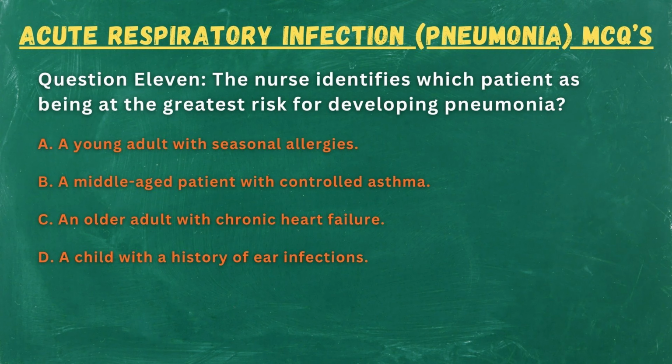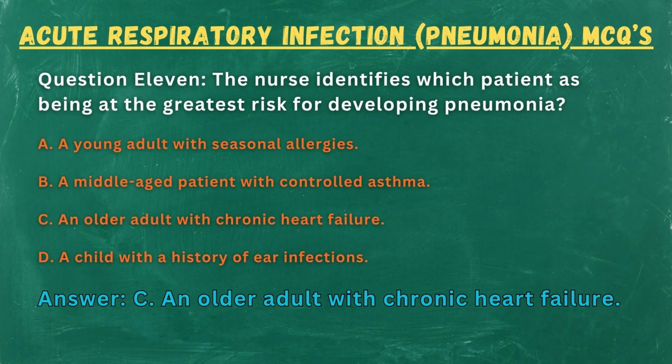Question 11. The nurse identifies which patient as being at the greatest risk for developing pneumonia. A. A young adult with seasonal allergies. B. A middle-aged patient with controlled asthma. C. An older adult with chronic heart failure. D. A child with a history of ear infections. Answer: C. An older adult with chronic heart failure.